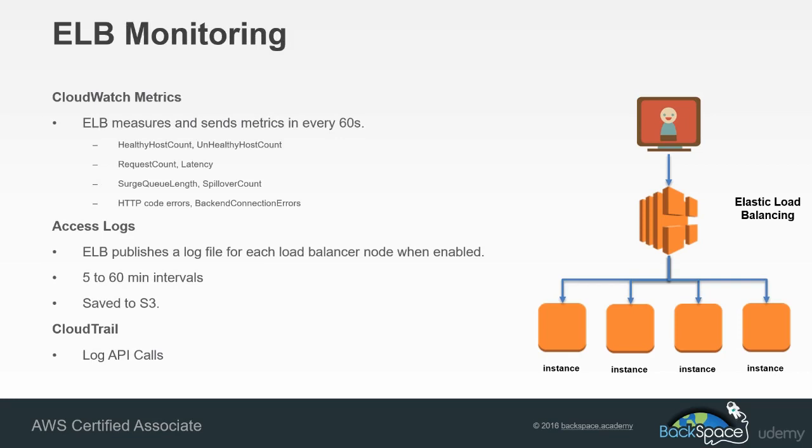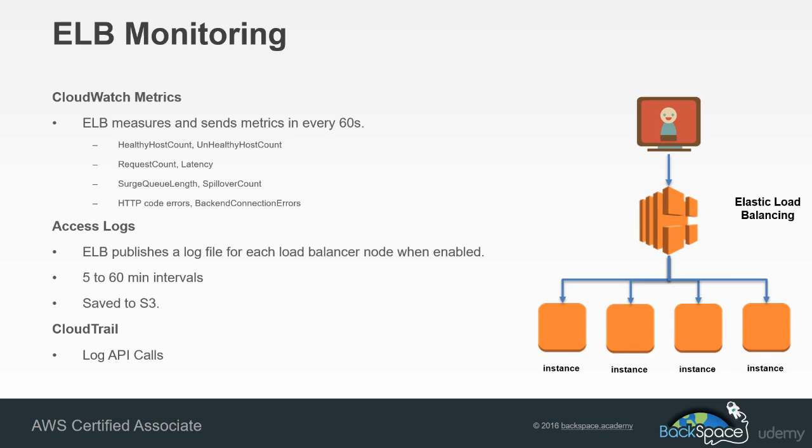There are a number of ways that we can monitor our Elastic Load Balancer. So we have CloudWatch metrics, obviously. They are measured and sent by the ELB every 60 seconds. That is at the enhanced monitoring level, every 60 seconds. It's not every 5 minutes, so that's something to remember. So that can be the healthy host count, the unhealthy host count, the request count or latency, the surge queue length, spillover count, HTTP code errors, and back-end connection errors.